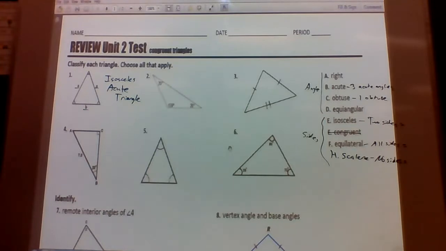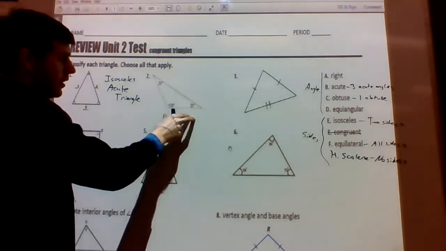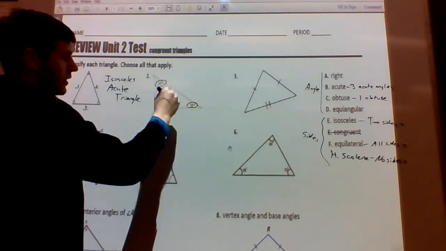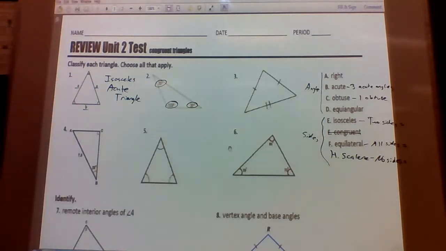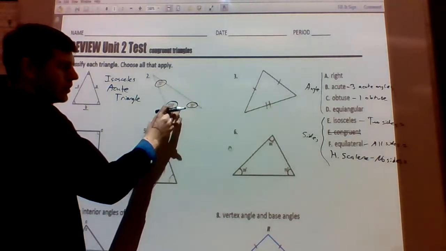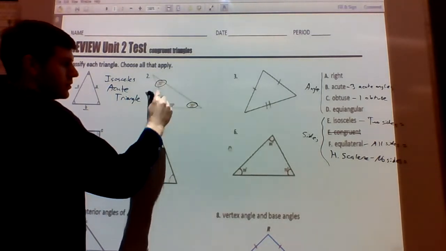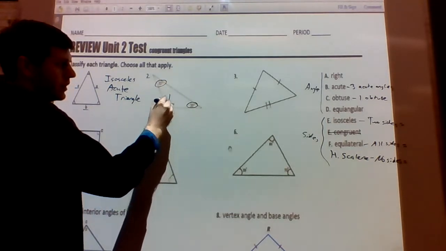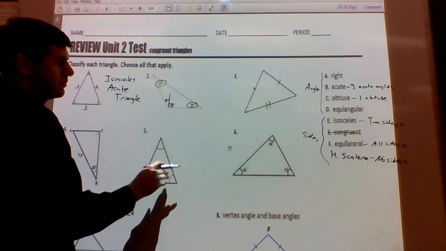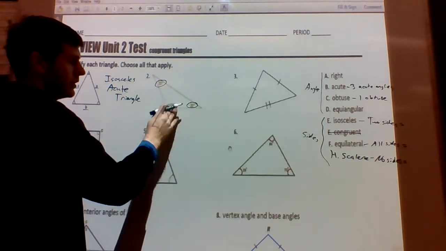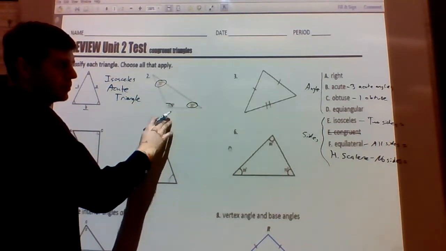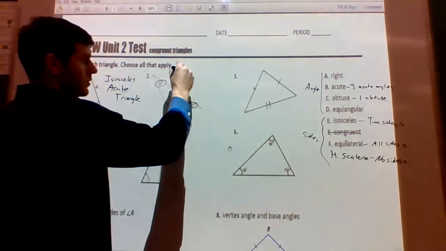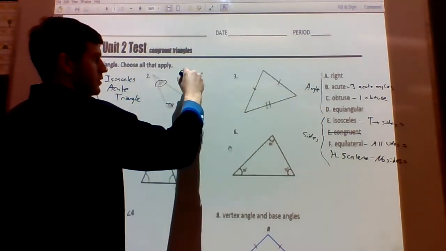Okay, number 2. We have angles 35, 25, and 120. Since one of the angles is greater than 90, one of the angles is obtuse, right? So if we had a right angle, this would be 90. Since it's 120, it's greater than 90, so it's an obtuse angle. Since we have 1 obtuse angle, we have an obtuse triangle.